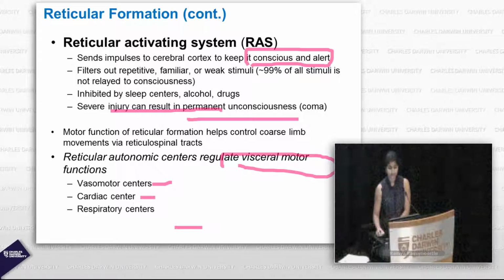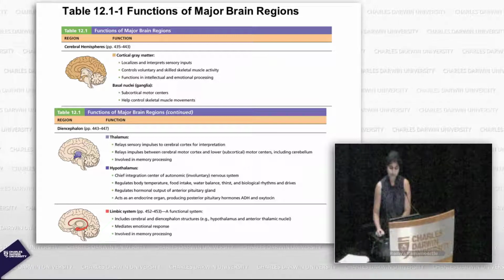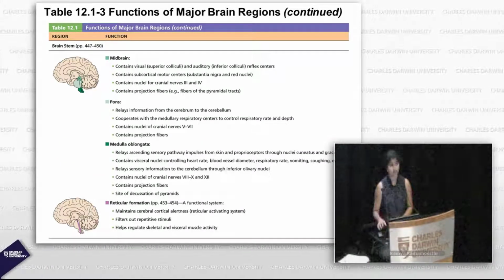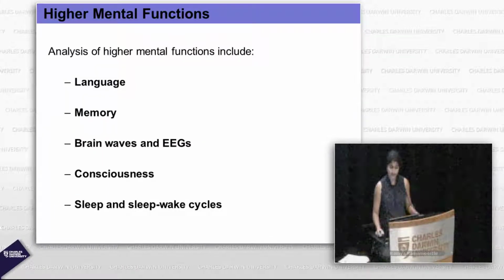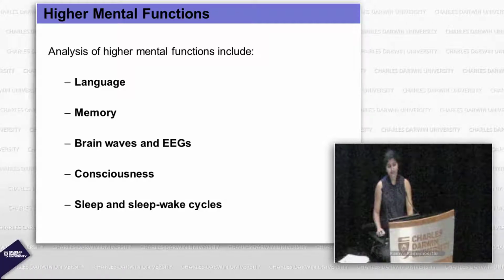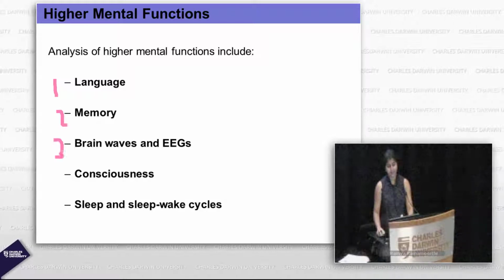So again, these slides I'm not going to go through, but they're important. They're like summary slides which tell you all the functions of the different regions. I've put them there. All right. So higher mental functions involve all these 5 functions that you can see in the slide. Okay. We'll talk about them in detail in the next one.